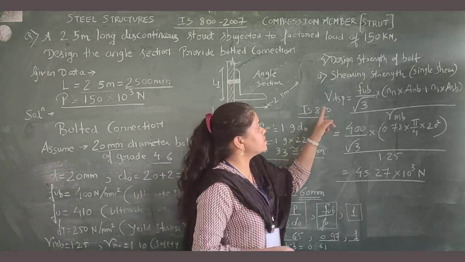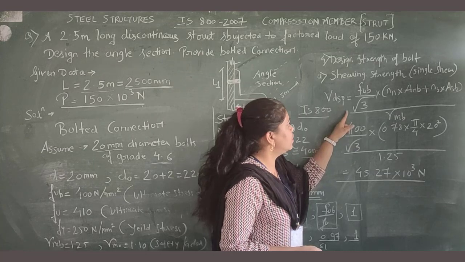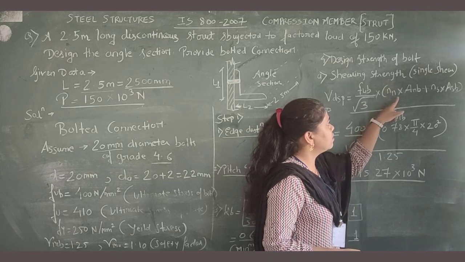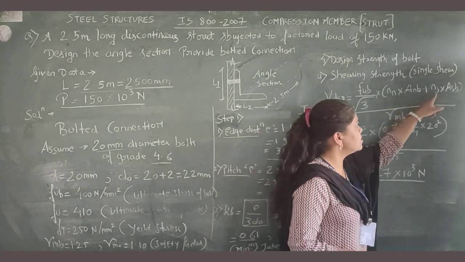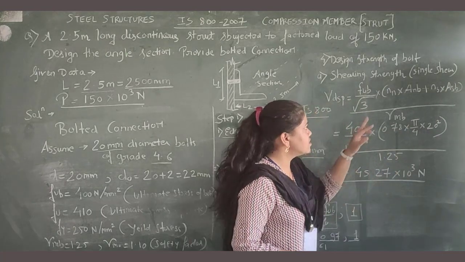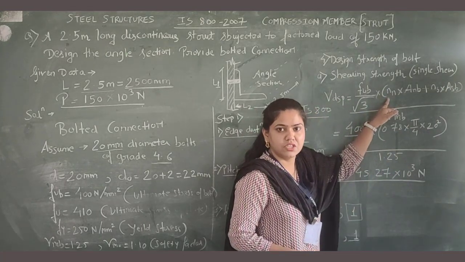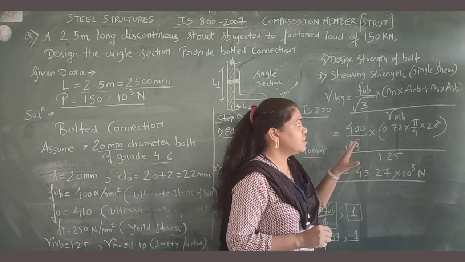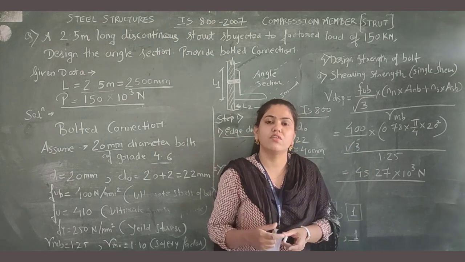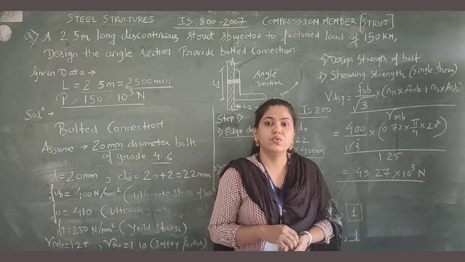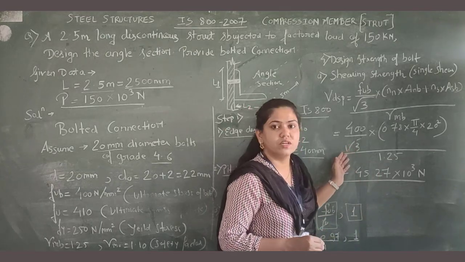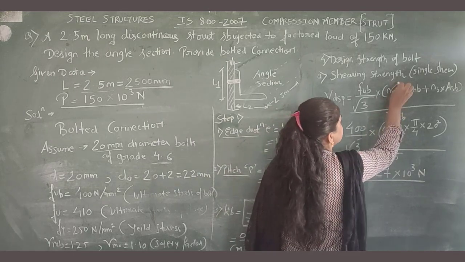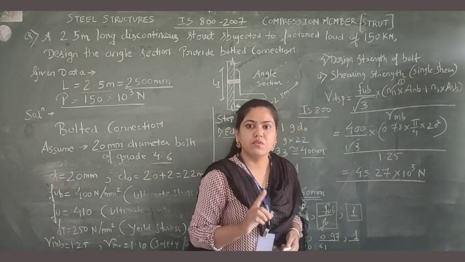So the formula is given as VDSB is equal to Fu by under root of 3 into (NN into ANB plus NS into ASB). So basically this is the number of shearing planes, right? So here in this case, the shearing plane is 1. The theoretical background I already explained in our lectures, so you must know about this theoretical background of the design strength of bolt, right? So here in this case, NN value you consider as 1, because the shearing plane is 1.